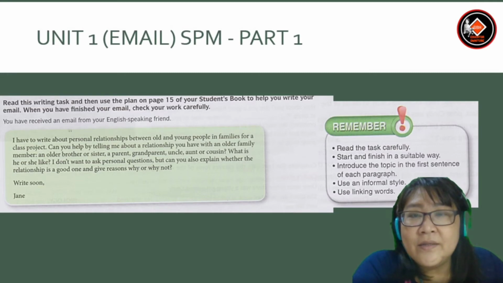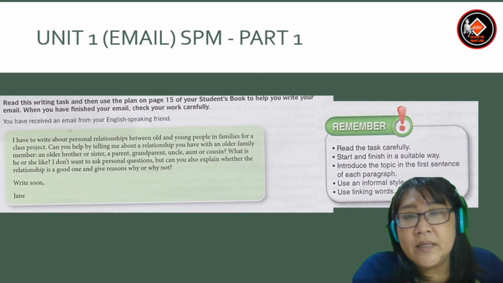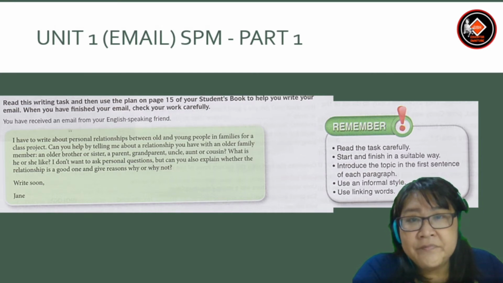Let's look at Unit 1. The writing part is writing an email. Read this writing task and then use the plan on page 15 of your student's book to help you write your email. When you have finished your email, check your work carefully. You have received an email from your English-speaking friend. So this is the email.